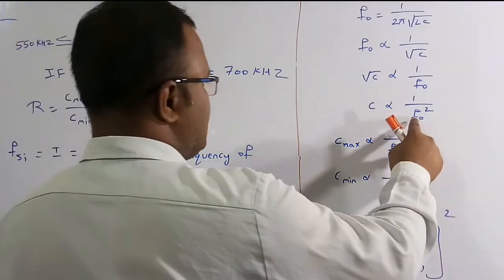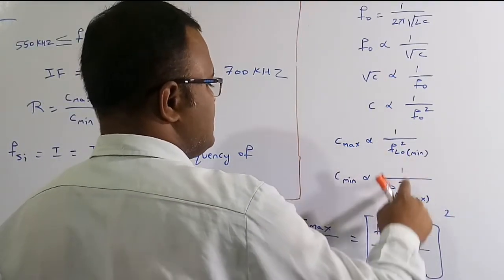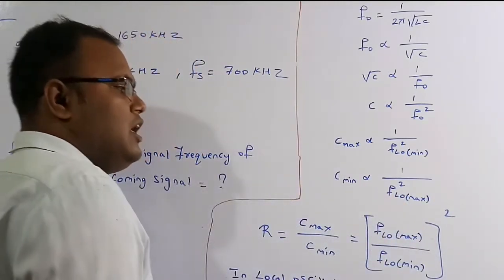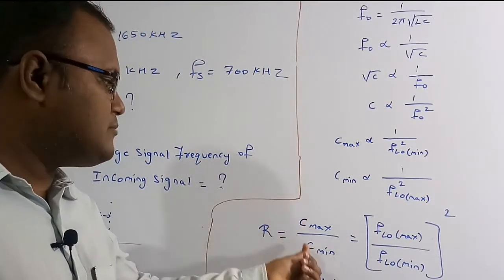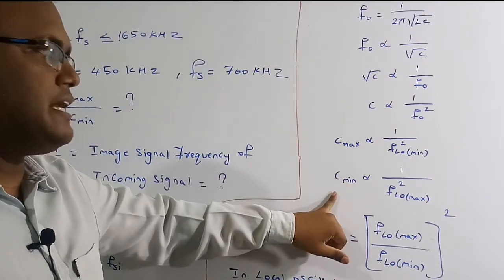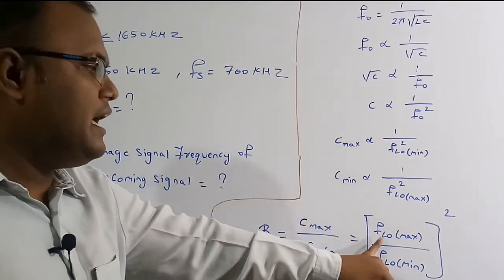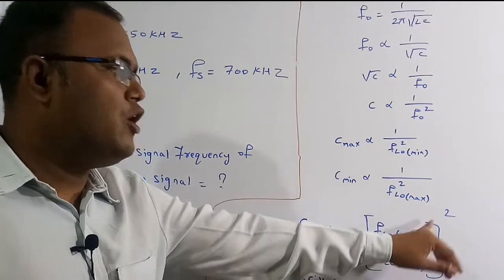Here we are going to take the local oscillator frequency. So R is equal to nothing but C max by C min. If you do the division of the first one by the second one, we are going to get FLO max by FLO min, the whole square.